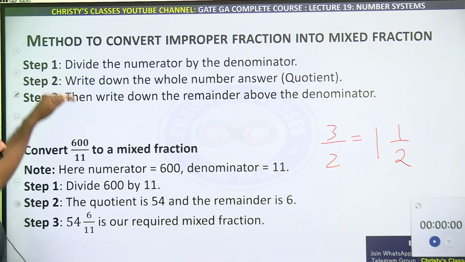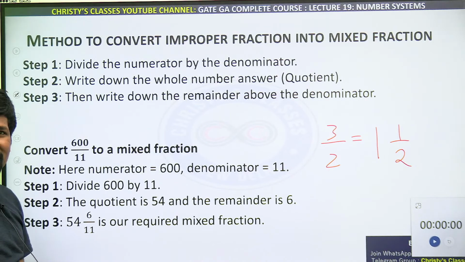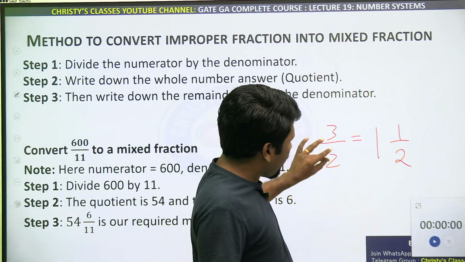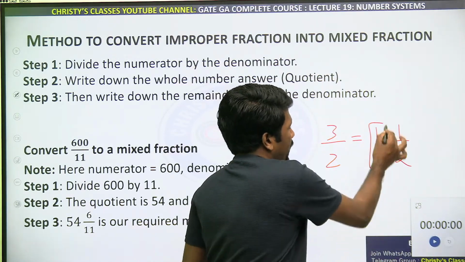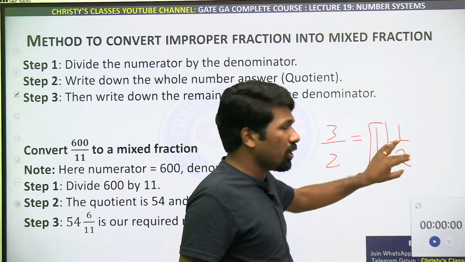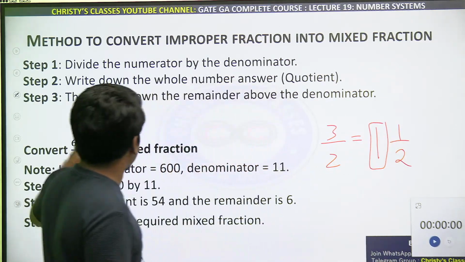Yeah, when we write it as steps, it looks like a complicated process. It is such a silly thing. What does 3 by 2 mean? There is one 2 in 3, so 1 is the quotient. The remaining 1 is not divisible by 2, so we write 1 by 2. That's all. That is what is written as steps.